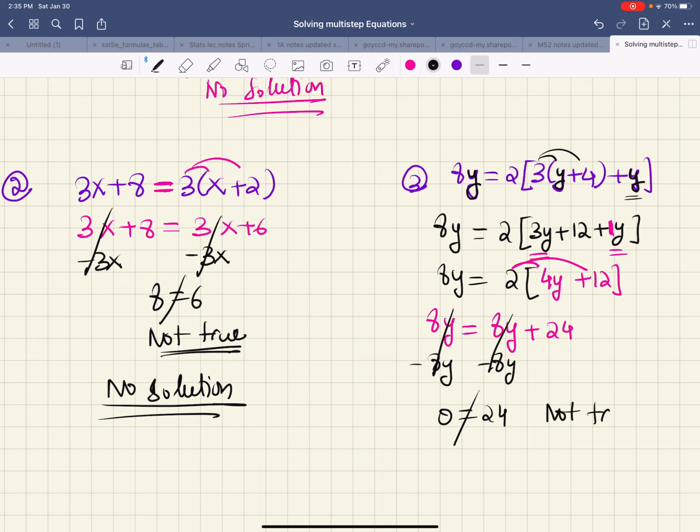So again, if we end up with a statement that is not true, that means there's no solution to that equation. There's no solution to this equation.